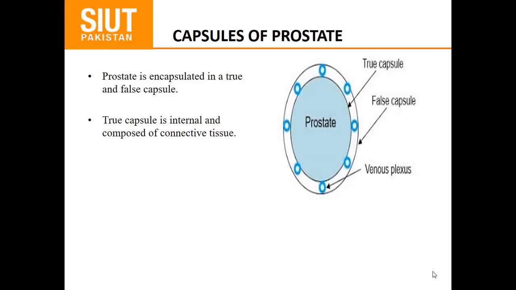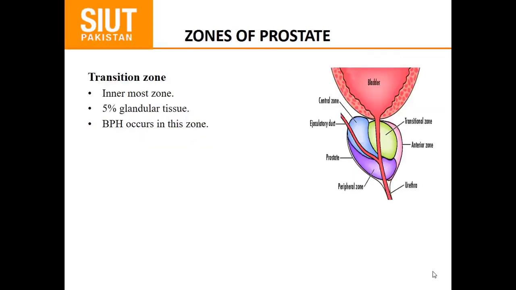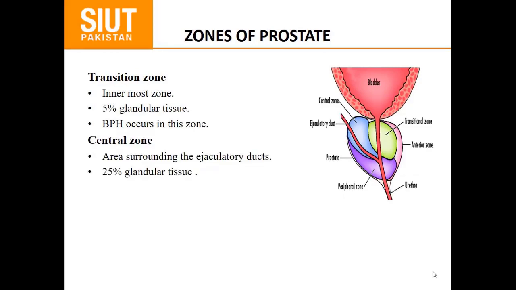Capsule of the prostate. The prostate is encapsulated in a true and a false capsule. The true capsule is internal and composed of connective tissue, while the false capsule is a continuation of the pelvic fascia. The capsule measures 0.5 mm in thickness, and these are the zones of the prostate.